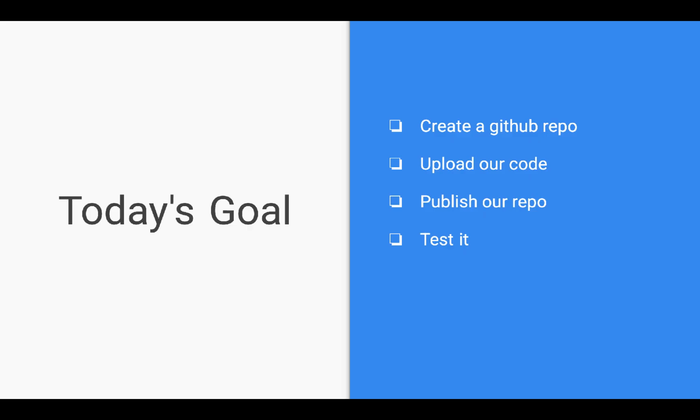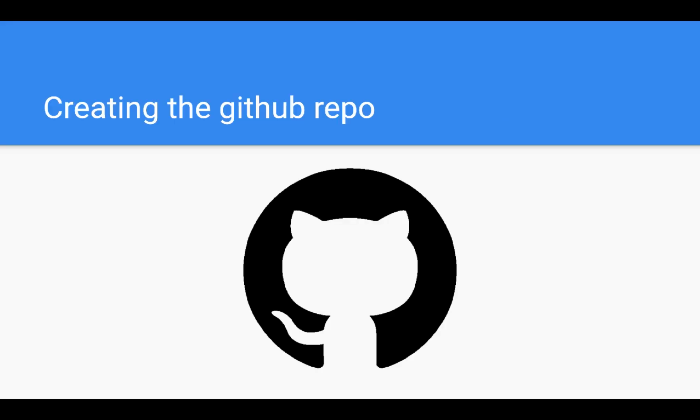In today's episode, we're going to be doing 4 things. It's quite jam-packed. We're going to be creating our first GitHub repo. We're going to be uploading our code to that repo. We're going to be publishing our repo as a website, and then we're going to be actually testing it on our mobile device. On to the first goal, we're going to be creating our GitHub repo.